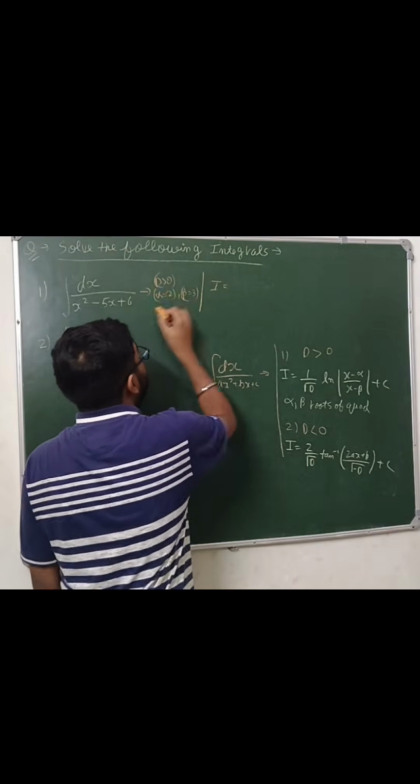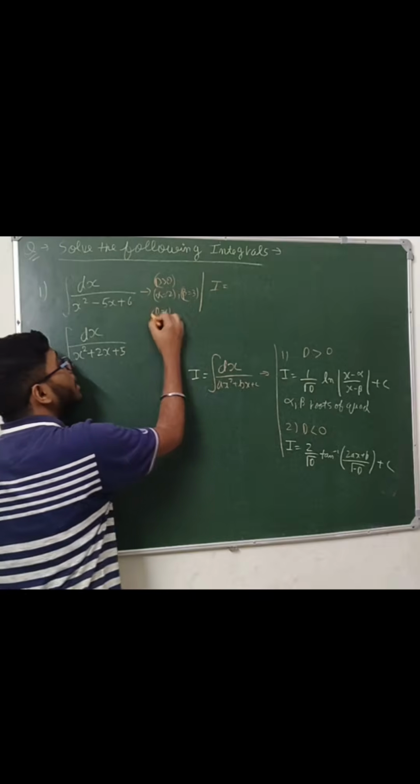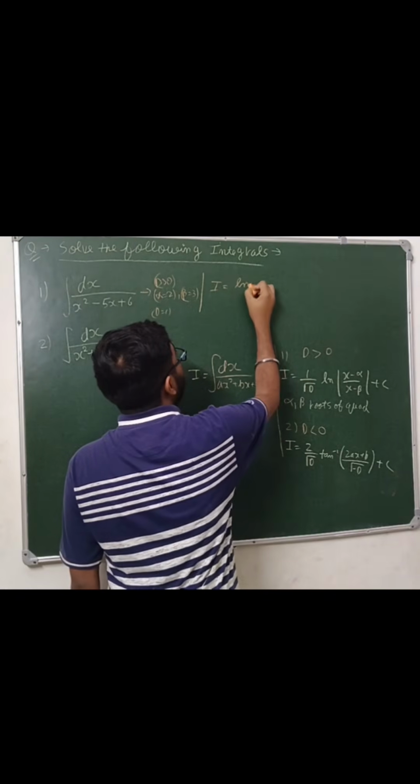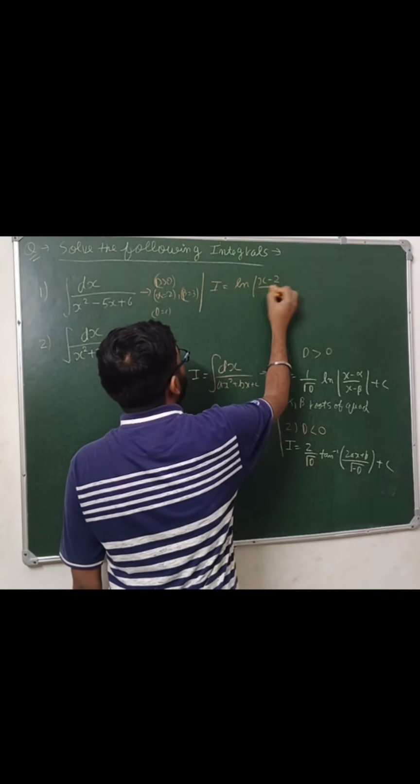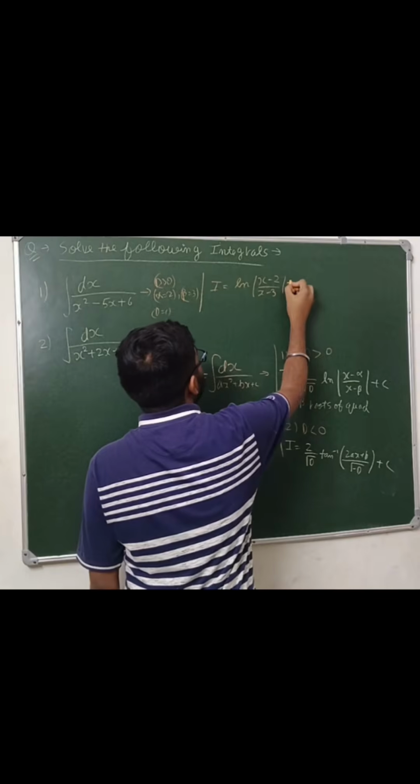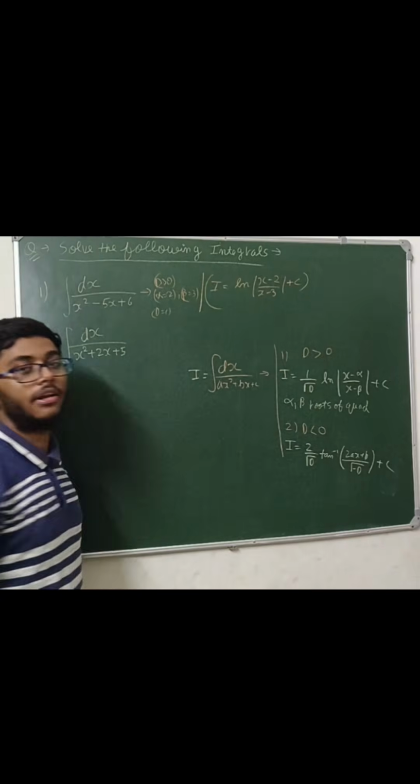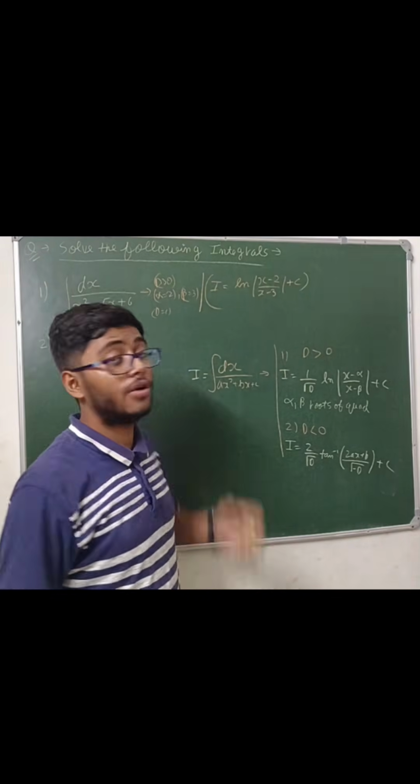Now, if you do here the integration, so integration will be what? Just apply the first formula. Here discriminant value is 1. You can calculate it out. So it would be what? Ln mod x minus 2 upon x minus 3 plus c. This is the value of the first integral. See, in seconds you have solved this.